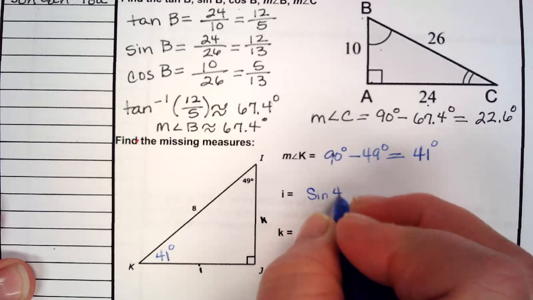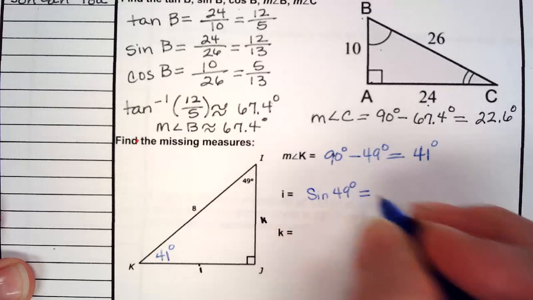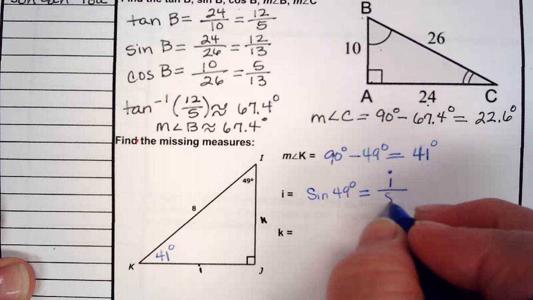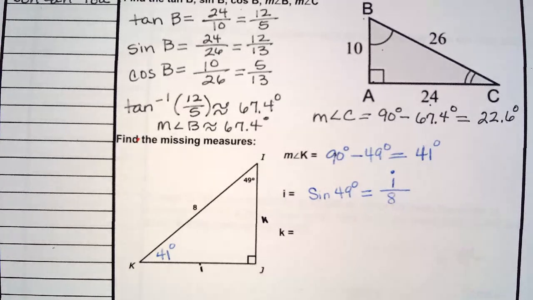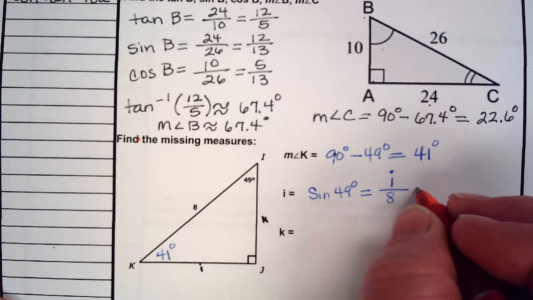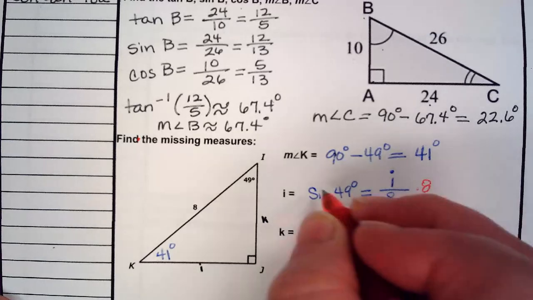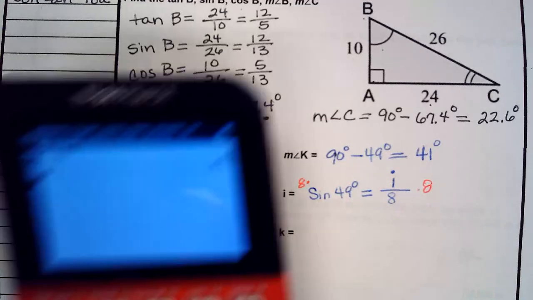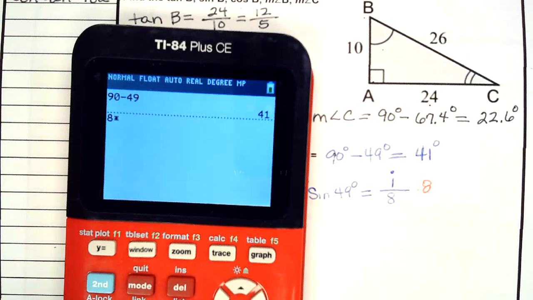The sine of 49 degrees is equal to, the opposite is i, divided by 8. What do I do to solve? Well, I've divided by 8, so I'm going to multiply by 8. In your calculator, 8 times the sine of 49 degrees. Close it off, and I get approximately 6.